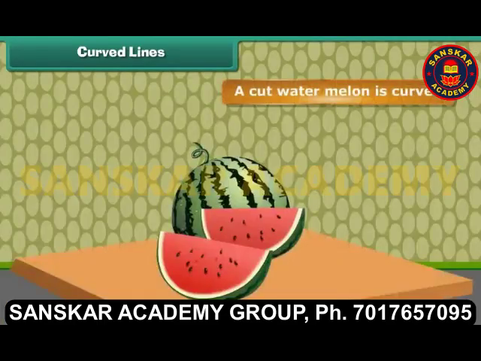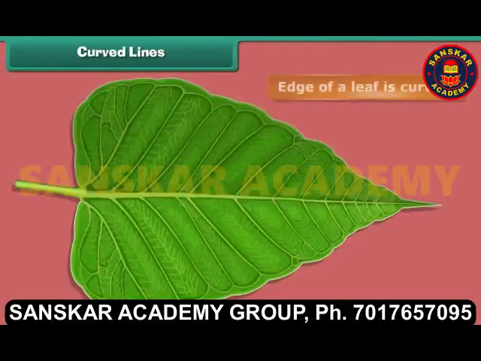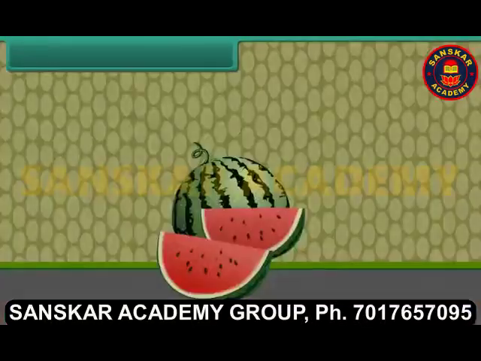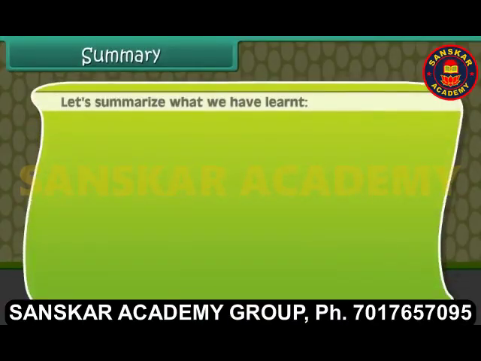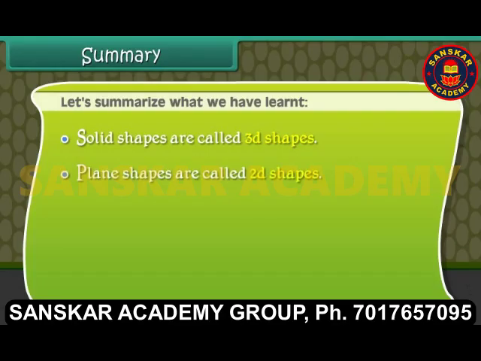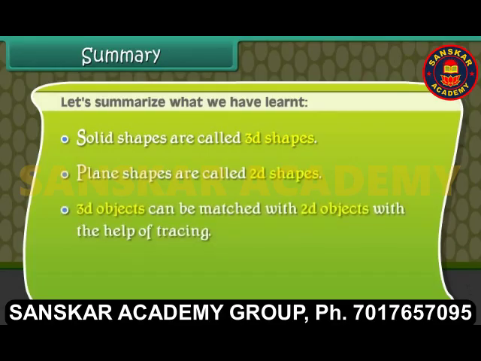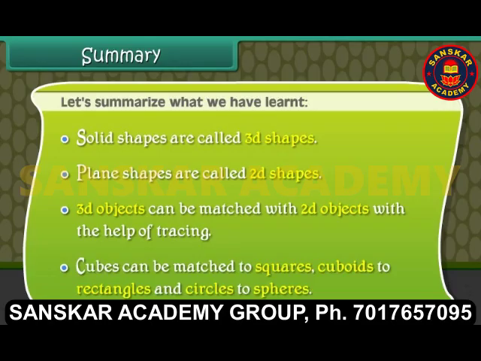A cut watermelon is curved. The edge of a leaf is curved. Summary. Let us summarize what we have learned. Solid shapes are called 3D shapes. Plane shapes are called 2D shapes. 3D objects can be matched with 2D objects with the help of tracing. Cubes can be matched to squares, cuboids to rectangles, and spheres to circles.